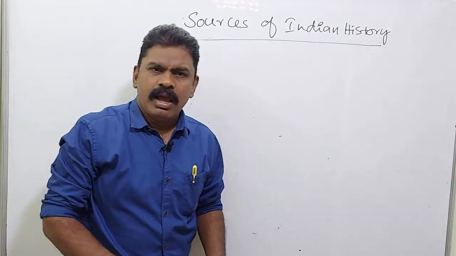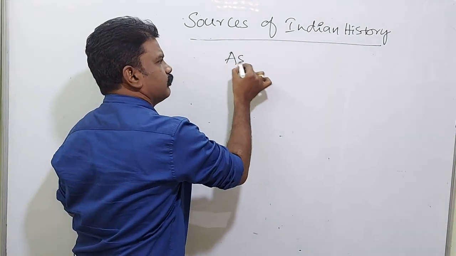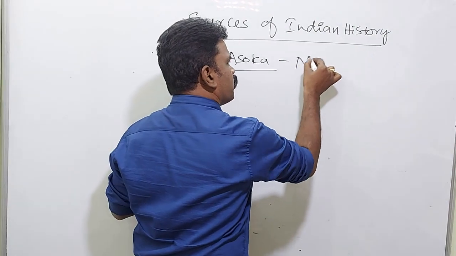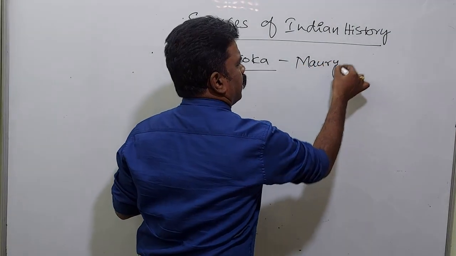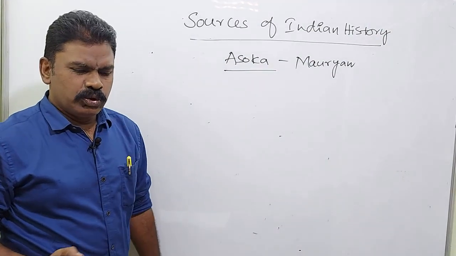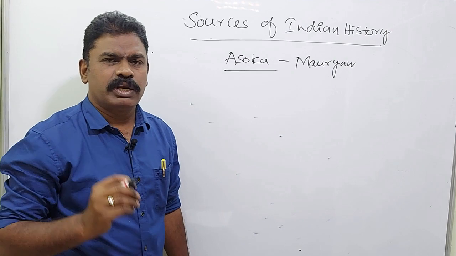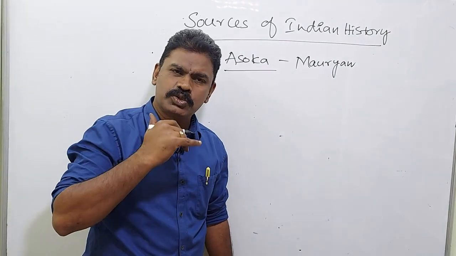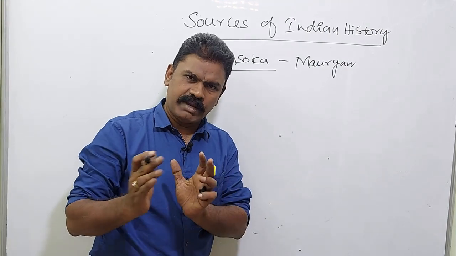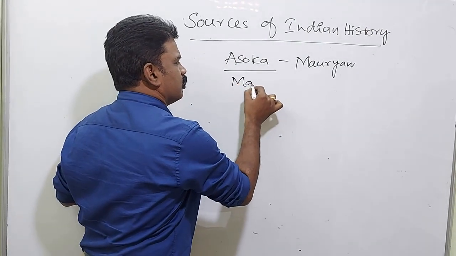After this, Ashoka issued many inscriptions in India. Ashoka, the great Mauryan emperor, issued different types of inscriptions, any number of inscriptions. He was the first ruler in Indian history to issue a huge number of inscriptions. He issued different types of inscriptions, like the major rock edicts.